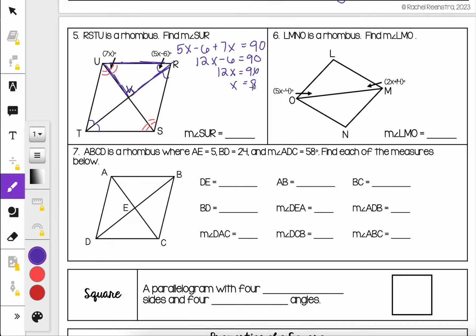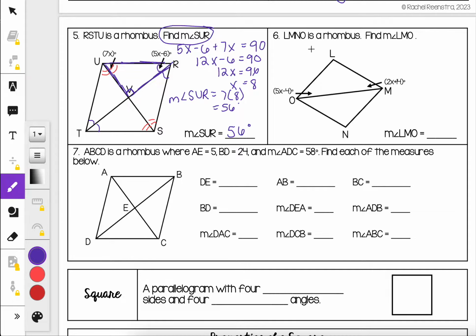Now, that's not what the problem's asking me for. The problem is asking me to find the measure of angle SUR. So the measure of SUR is going to be 7 times 8, or 56 degrees.